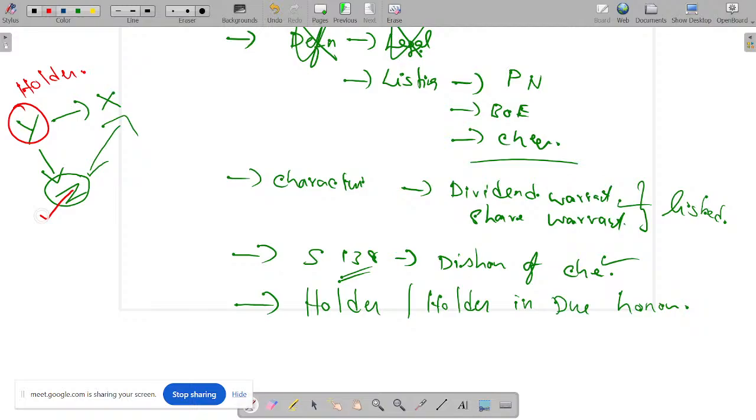Y is not involved with X, but Y holds the negotiable instrument. That's why we call Z, who holds the negotiable instrument, the holder in due course. Please try to understand: holder in due course. So we have two persons involved. One is the holder and one is the holder in due course.